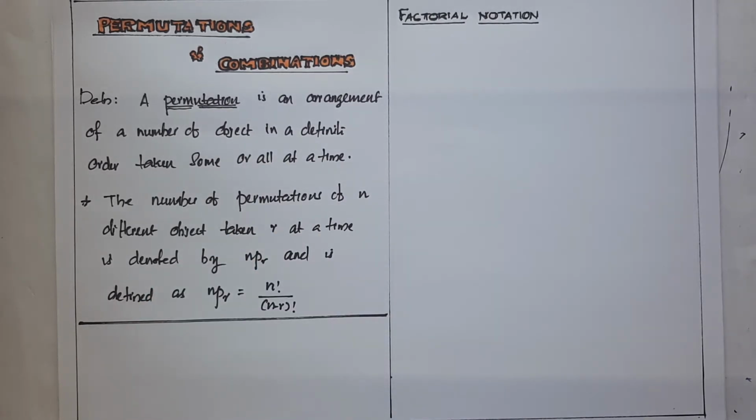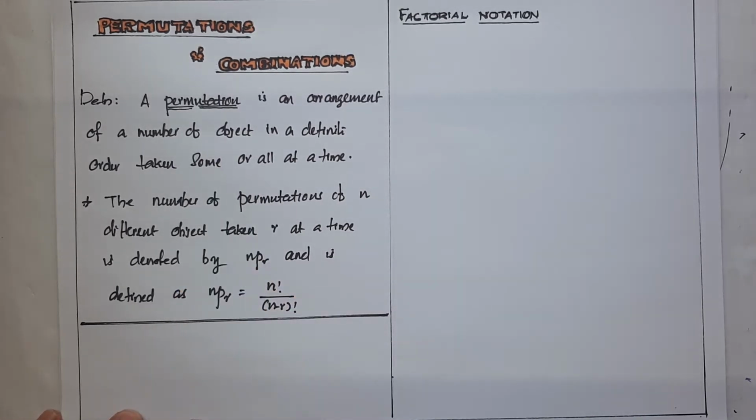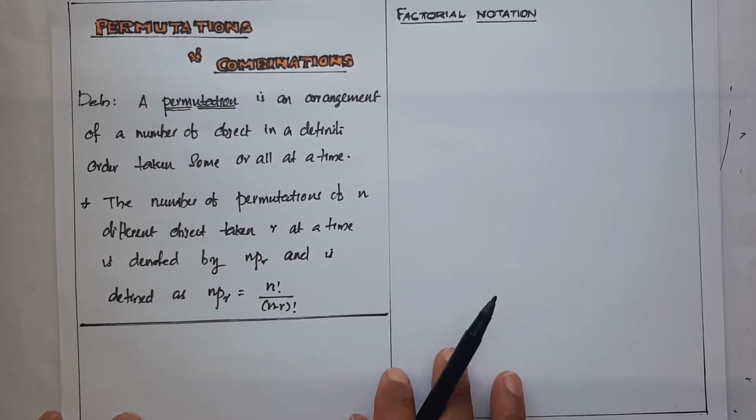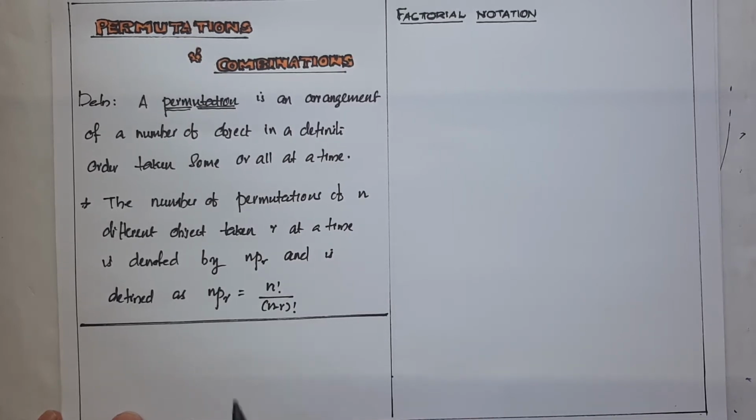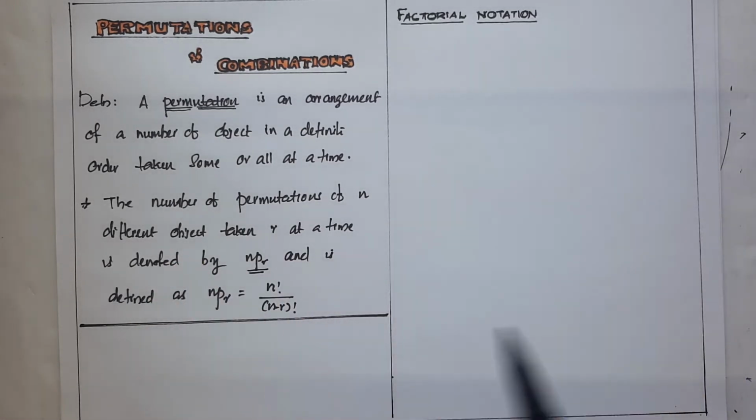What is the definition? We say that a permutation is an arrangement of a number of objects in a definite order taken some or all at a time. That is, the number of permutations of n different objects taken r at a time is denoted by the symbol nPr, and its definition says that nPr is equal to n factorial by n minus r factorial. First of all we define what factorial is. The detailed explanation of the definition will come after some time.